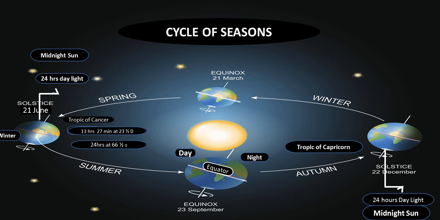On 21st March, after 22nd December, the sun again begins to move towards the equator. And on March 21st, the sun's rays fall vertically over the equator. On this day, all the places on the earth have equal days and nights. During this period, it is spring in the northern hemisphere and autumn in the southern hemisphere.